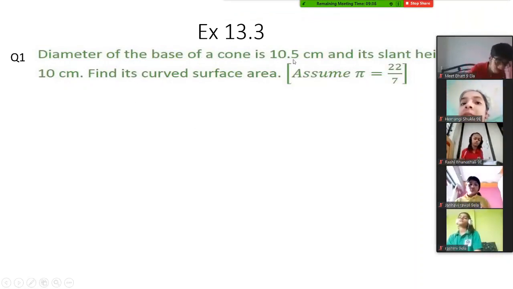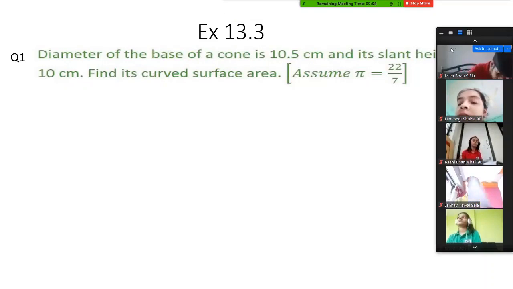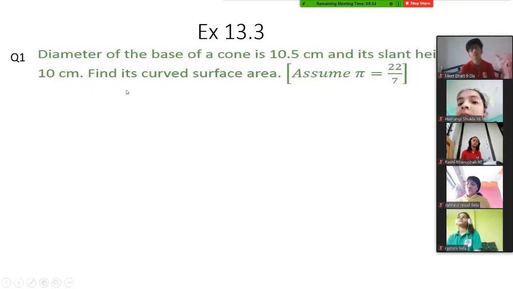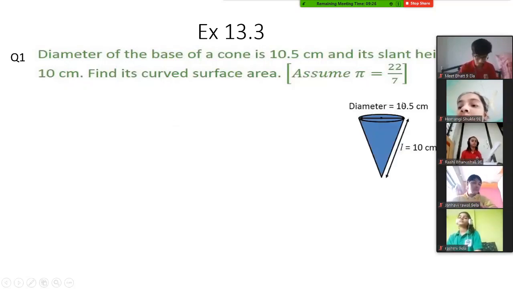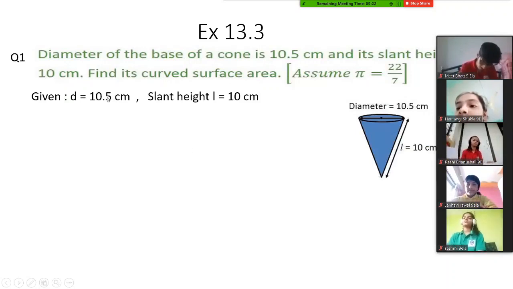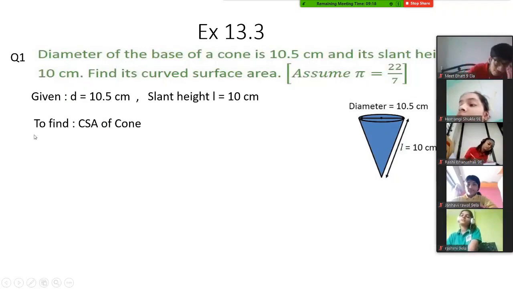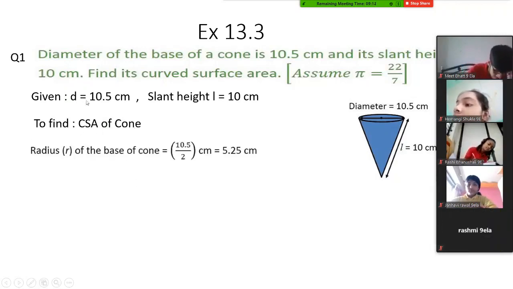Diameter of the base of a cone is 10.5 centimeter and its slant height is 10 centimeter. Find CSA. Okay, this is a simple sum. Cone is given, diameter and slant height is given. So here we can say diameter is 10.5 centimeter, slant height L is 10 centimeter. To find CSA of the cone, as diameter is given to us, we have to convert it to radius. So radius is 10.5 upon 2, and that becomes 5.25.